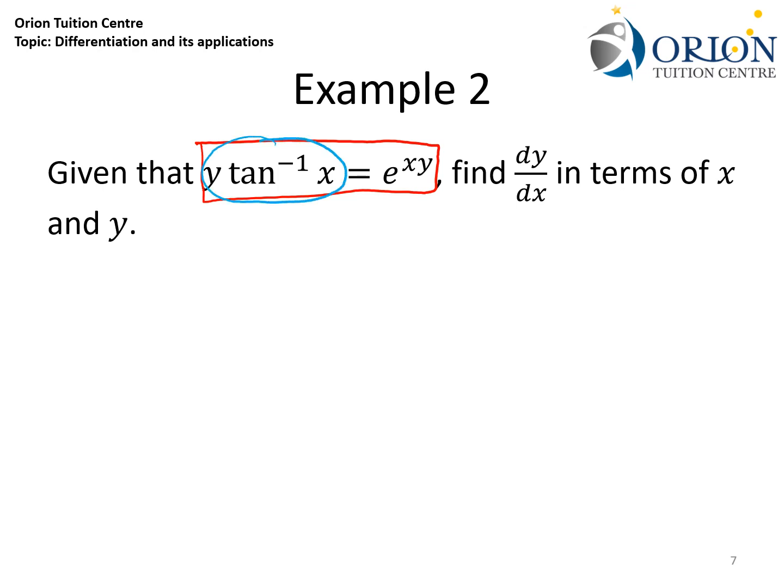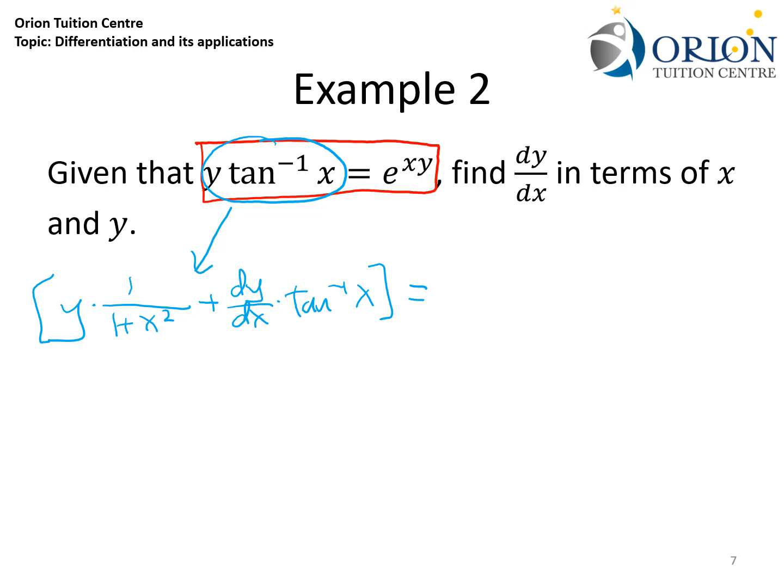If I were to differentiate y tan inverse x, this gives me y times 1 over 1 plus x squared, plus dy/dx times tan inverse x. This is going to be equal to, if I differentiate this term over here, e to the power of xy multiplied by 1 times y plus x times dy/dx. So now I have a differential equation in terms of x, y, and dy/dx, and I will be able to rearrange to give dy/dx in terms of x and y.